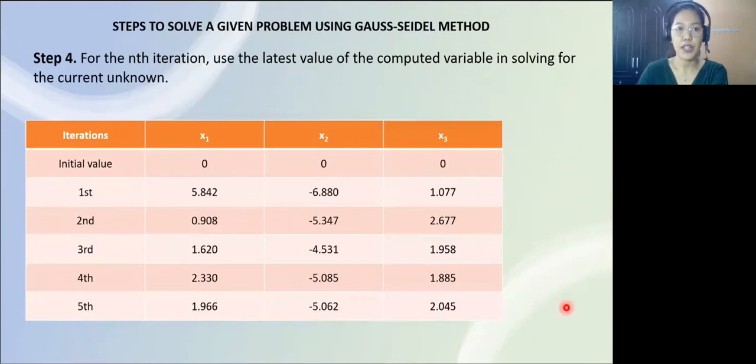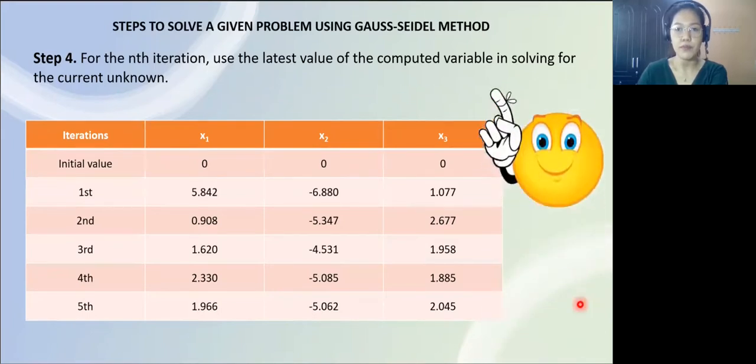Step number 4. For the nth iteration, use the latest value of the computed variable in solving for the current unknown. For any iteration, the same rule shall be applied. Always use the latest computed value in solving for the current unknown. We have here the values of x1, x2, and x3 up to the fifth iteration. We can double check these values when we execute our program.